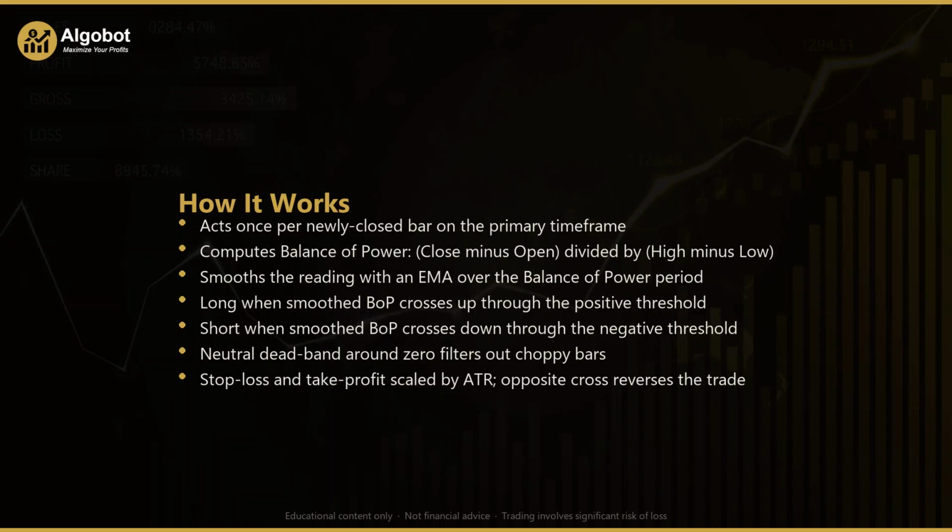There's one more piece. If the strategy is already in a trade and the smooth balance of power crosses to the opposite side, it closes the current position and immediately opens one in the new direction. This reversal logic keeps the book aligned with the prevailing momentum, so the strategy is never fighting the dominant side for long. It is a clean, self-contained loop. Read the bar, measure control, act on the flip.